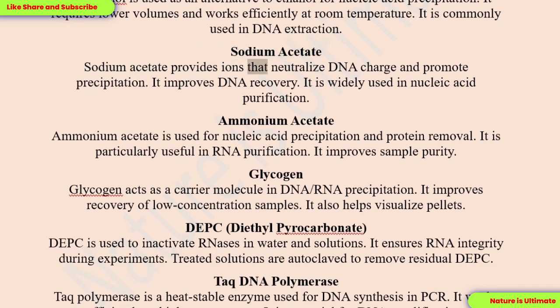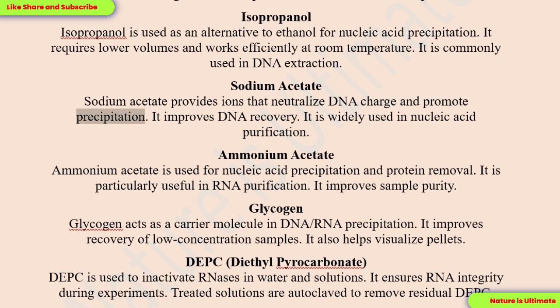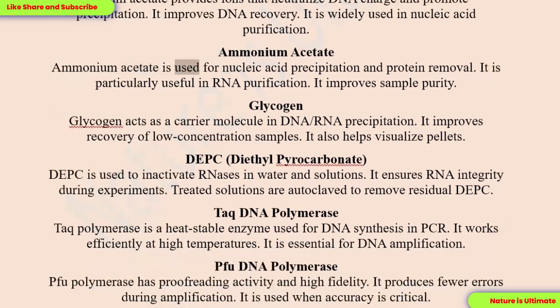Sodium acetate provides ions that neutralize DNA charge and promote precipitation. It improves DNA recovery. It is widely used in nucleic acid purification. Ammonium acetate. Ammonium acetate is used for nucleic acid precipitation and protein removal. It is particularly useful in RNA purification. It improves sample purity.